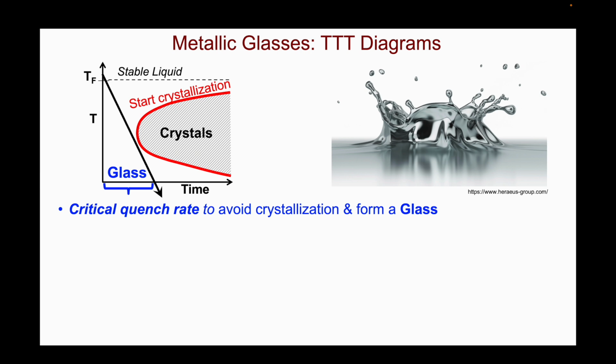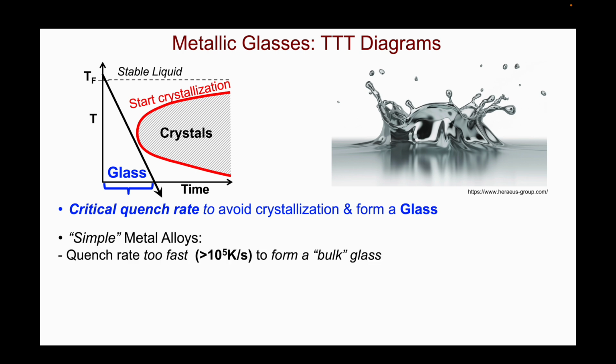I'm sure you're familiar with the many applications of glasses, particularly those used in windows, which are complex oxides based on silica. You may not be as familiar with electrically conductive metallic glasses, which require very rapid cooling rates to preserve a glassy state. The critical quench rate, as it's called, to bypass the nose and form a glass, can be quantified from the TTT diagram.